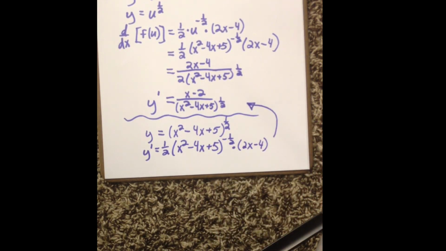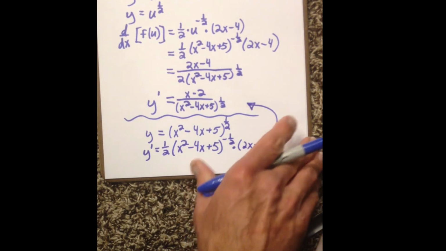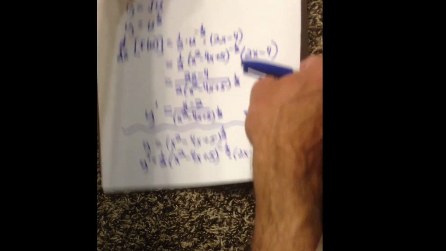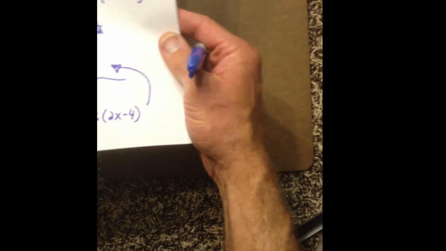So chain rule requires an adjustment because we don't simply have a power of x, we have a power of a more complicated expression. Okay, let's look at one more. Remember, this is a video. You can stop it, rewind it, make some popcorn. You've got that option.